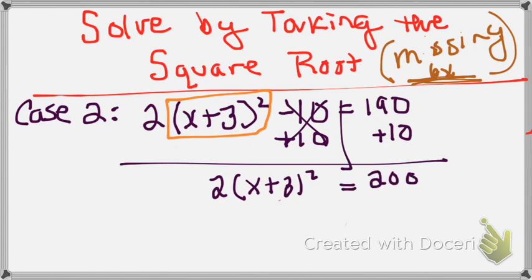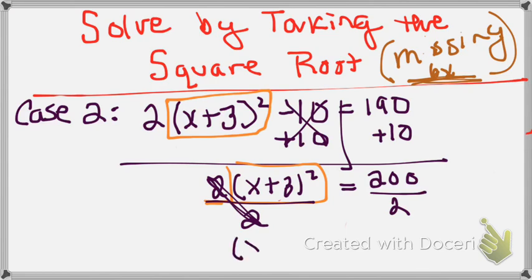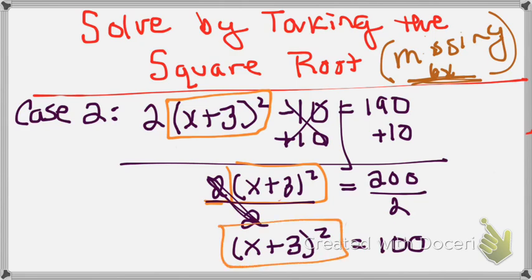Now at this point in time, is the parentheses isolated? Is it? No, we have this 2. Well, what do I do to that 2? I divide both sides by 2. Okay, so now I will have x plus 3 squared is equal to 100. Is there anything left on the other side, on this left side? Is there anything left here that I can remove?